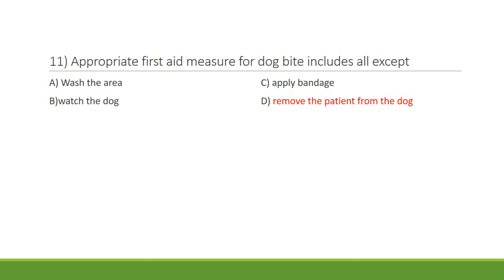Third one is apply bandage. This is also a right option because dressing or bandage is applied on the wound for preventing further contamination. Then the last option is remove the patient from the dog. That's also actually needed. If the dog is standing nearby, we should keep the patient away from the dog. So maybe the right answer is remove the patient from the dog. So here we can conclude that the right answer is remove the patient from the dog. All other options are must.